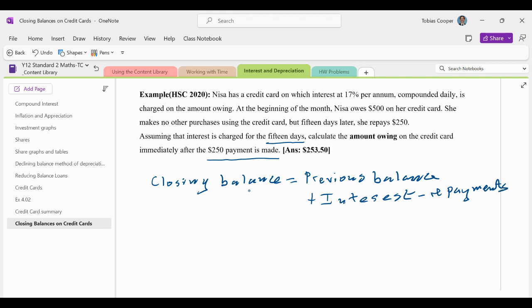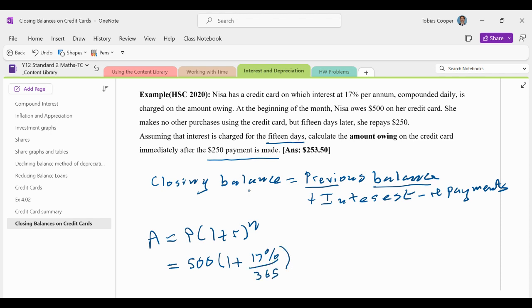Okay, so we're going to use the compound interest formula because it compounds daily. I'll write that down. Now, the previous balance was $500. We put that into the compound interest formula, and we need a daily interest rate because they don't give it to us. We've got to divide by 365 in this case. And then we need to work out the number of days. Well, they tell us it's 15.